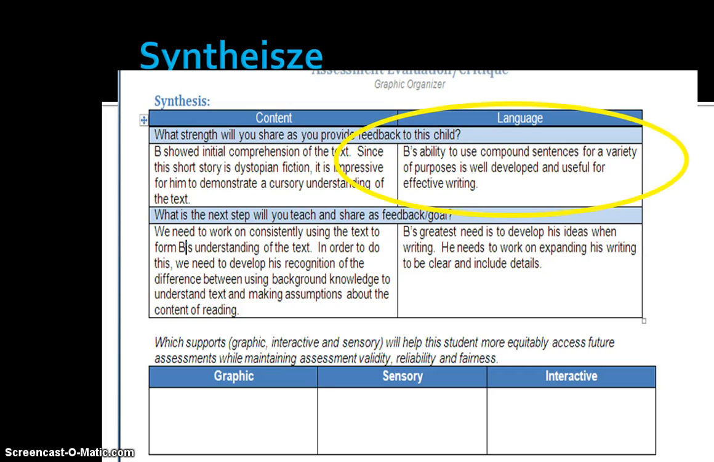Around language, I would share with him that he is doing a great job at compound sentences. A next step for him would be to continue to develop his ideas when he's writing. He needs to work on expanding his writing and being clear, as well as including details.